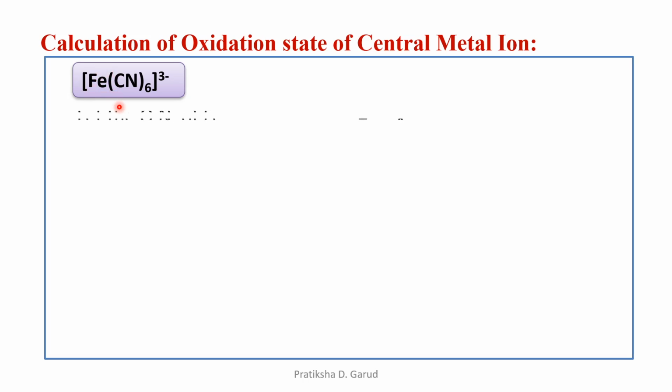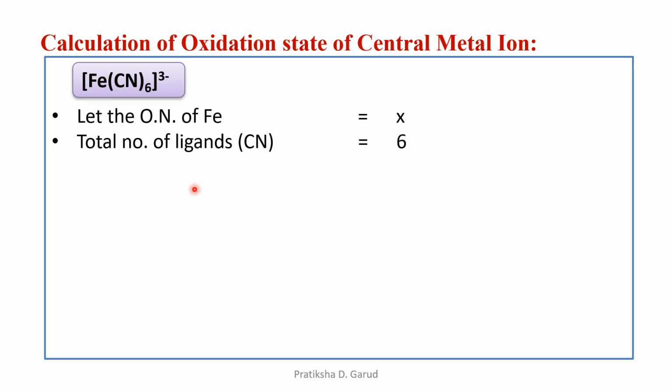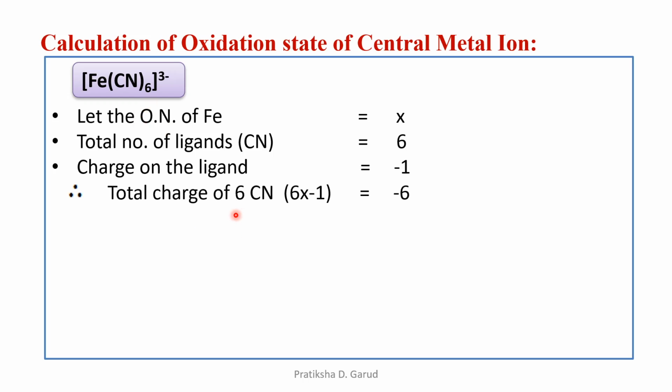So let's start. Let the oxidation number of Fe be X, which we have to find out. Then the total number of ligands. Which are the ligands? Cyanide. How many are there? 6. Then the charge on the ligands. For cyanide we have -1 charge, and there are 6 cyanides, so the total charge on the 6 cyanides is 6 into -1, which equals -6.